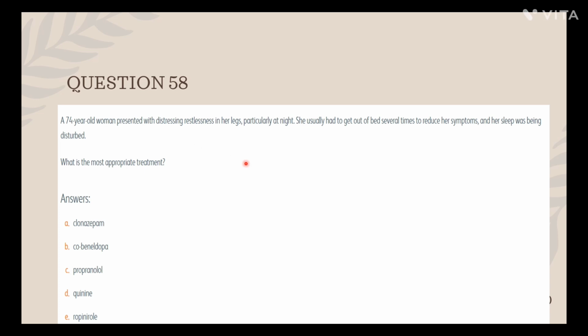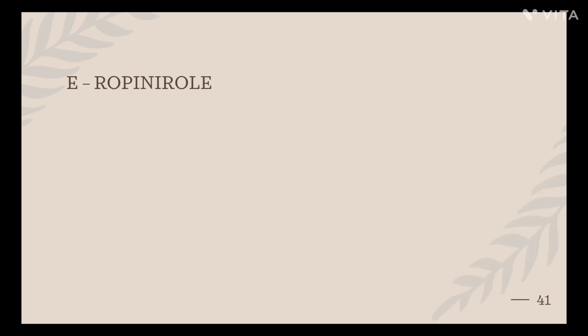Restless leg syndrome, RLS, can be treated with ropinirole, that is a dopamine agonist, or you can give gabapentin or that class of drug. So here among the options, ropinirole is the answer. It is a dopamine agonist.